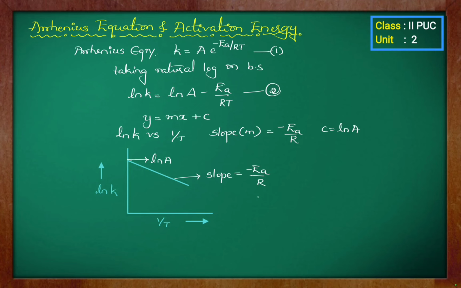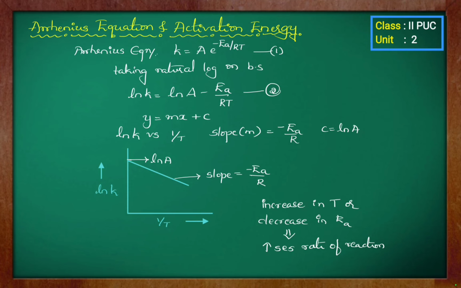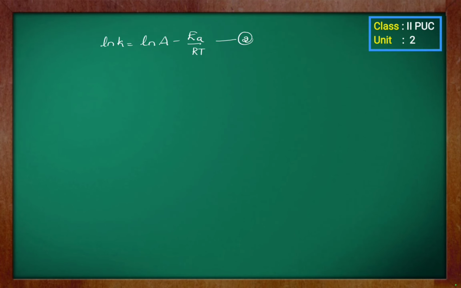So from this Arrhenius equation, we can tell that increase in temperature or decrease in activation energy will result in increase in the rate of the reaction. And there will be an exponential increase in the rate constant.